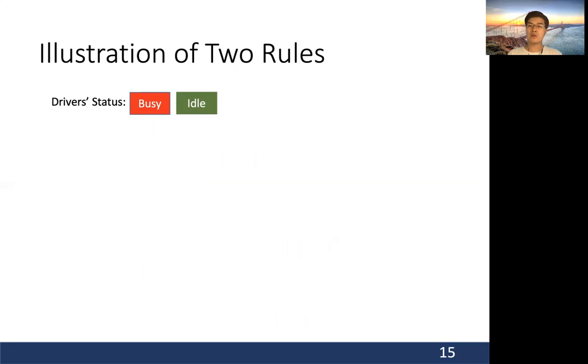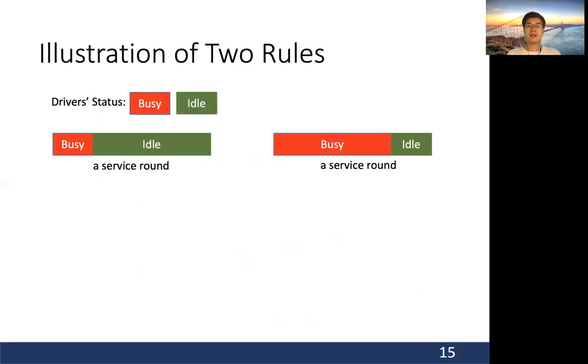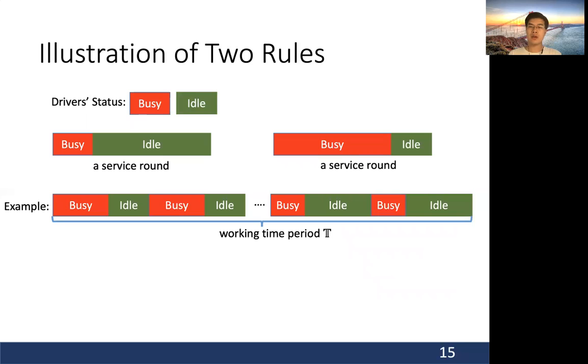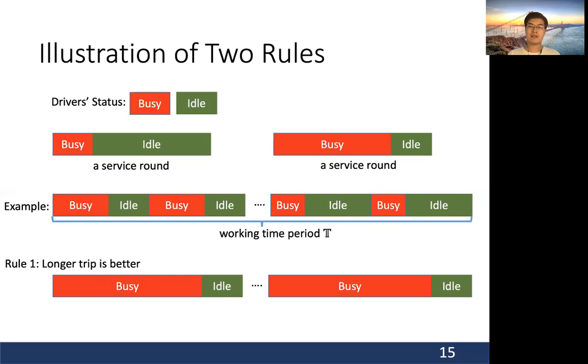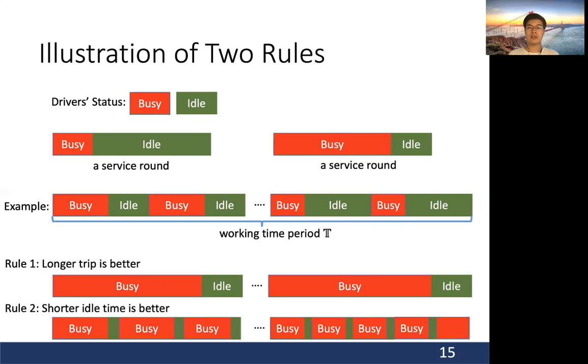Let's use the red block to indicate busy time and the green block to indicate idle time. A red block following a green block is called a service run. Then the working time of each driver consists of many service runs. Rule one tells us that longer trips are better. When the idle time after each trip does not change, longer trips will help the drivers to make more revenue in the whole working time. Rule two means that shorter idle time is better. To make more revenue, a driver needs to quickly find the next order to shorten the idle time.